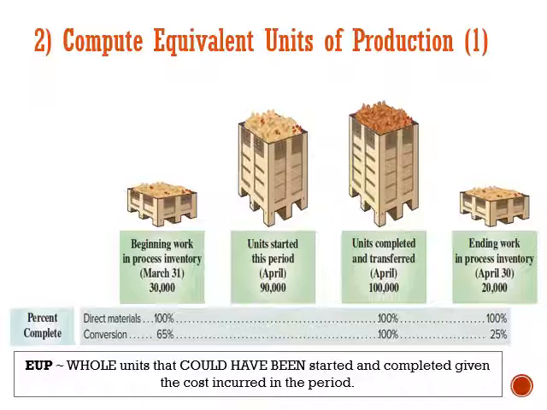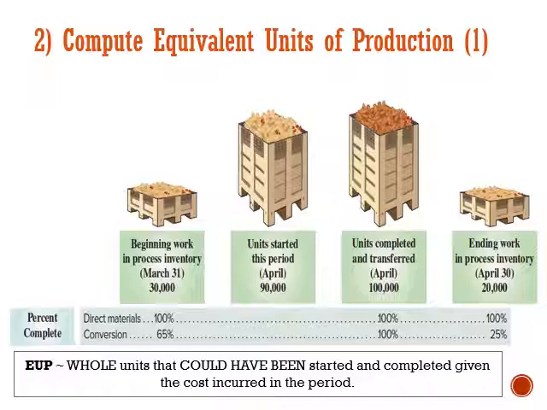To enable us to compute EUP, we need information about the degree of completion of the units given the costs incurred. Now please remember we have two major costs, direct material costs and conversion costs. This illustration shows percent complete data for direct materials and conversion for the roasting department. Those percents are needed to compute equivalent units of production.